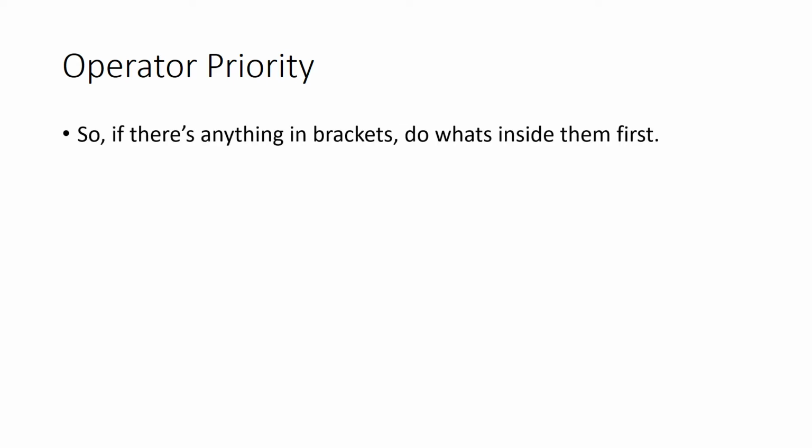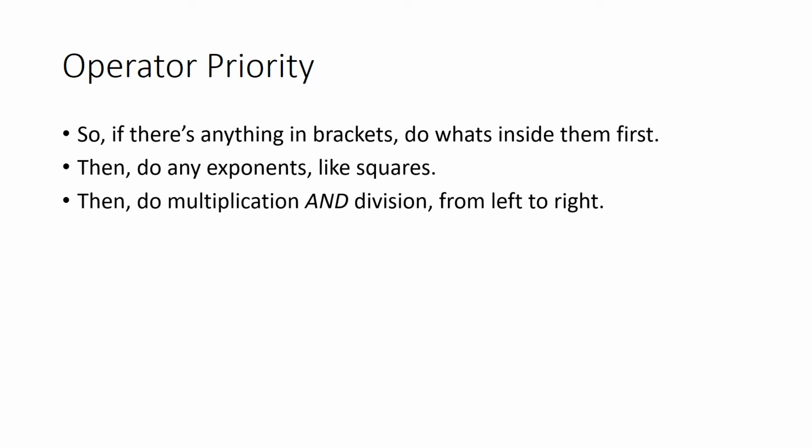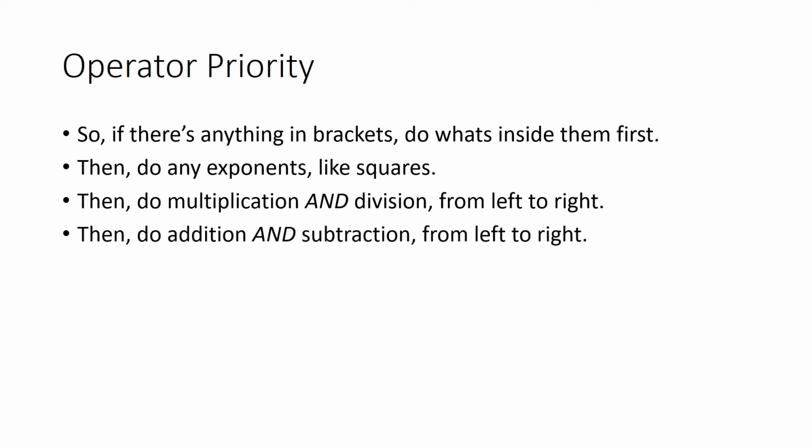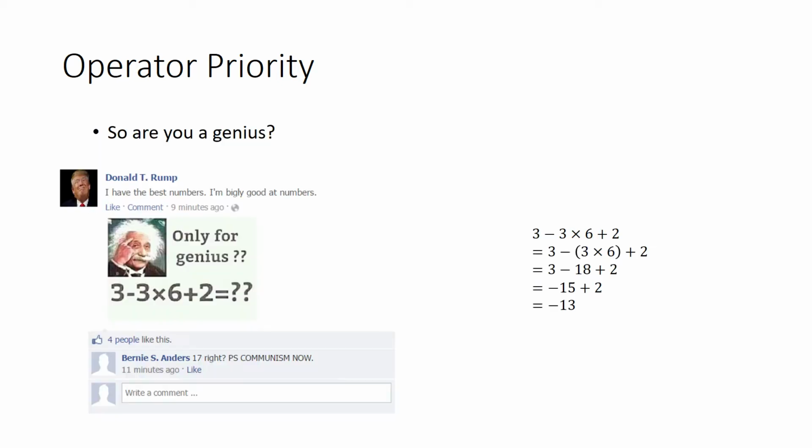So if there's anything in brackets, do them first, then any exponents, for example, squares, square roots, etc. Then do multiplication and division, but you need to do them from left to right. That's the convention. Then you do addition and subtraction at the same time, again from left to right.